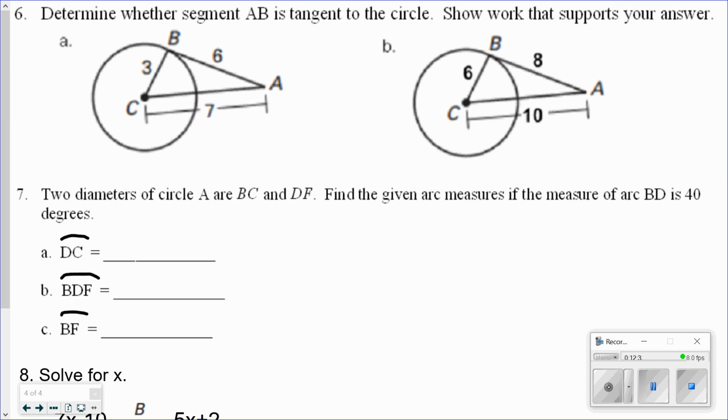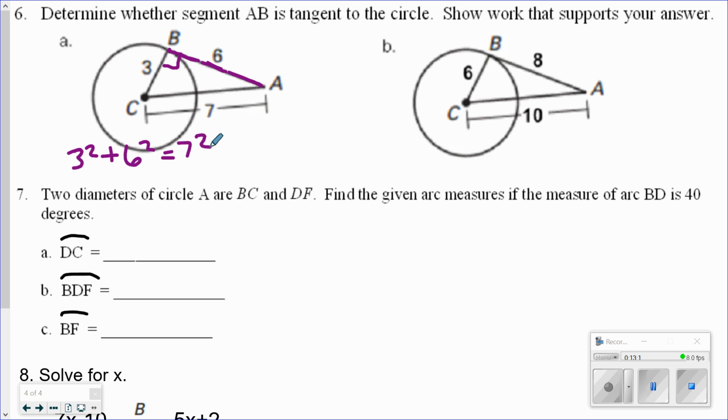Number 6, determine whether segment AB is tangent to the circle. Show your work that supports your answer. All right, so we want to figure out, is this tangent to the circle? Now, if this was tangent to the circle, that means that that angle there would be a 90-degree angle, and we have a right triangle. So we're going to use the Pythagorean theorem here. Is 3 squared plus 6 squared equal to 7 squared? If yes, it is tangent. If no, then it's not tangent.